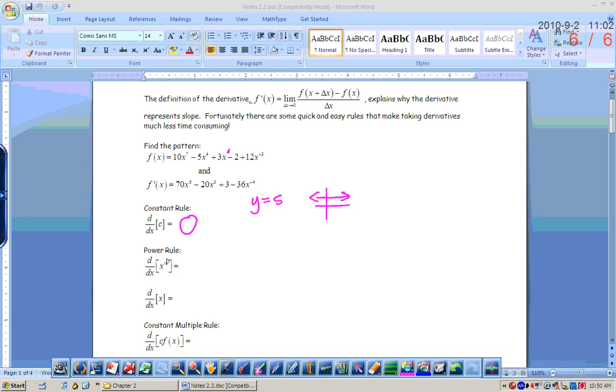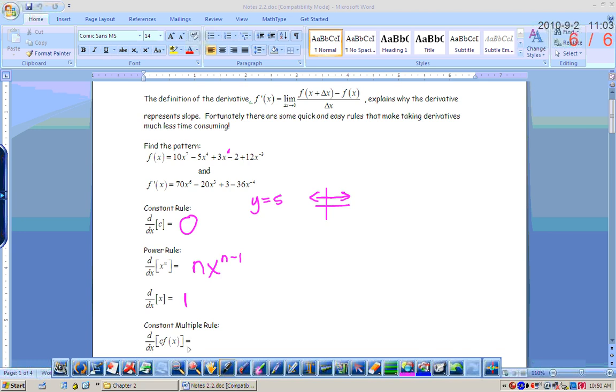Okay, the power rule, x to the power of n. What would that be in terms of x's and n's? Okay. n times x to the n minus 1. Perfect. All right, what's the derivative of plain old x? 1.